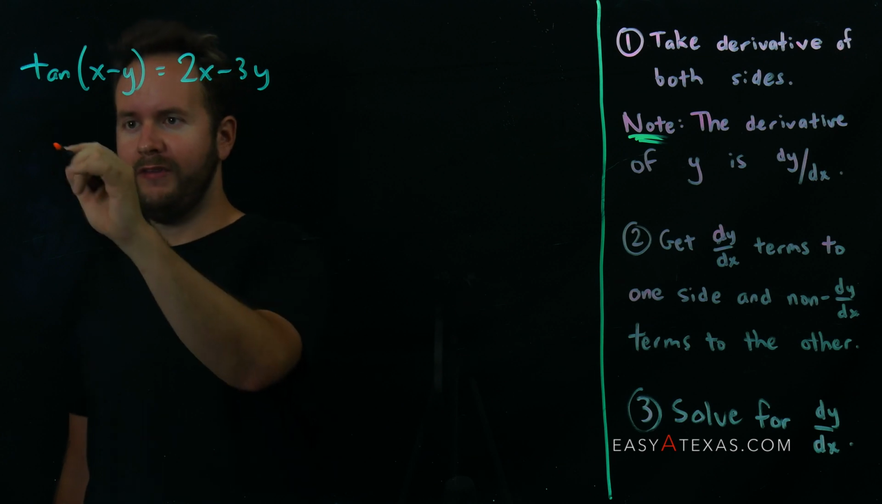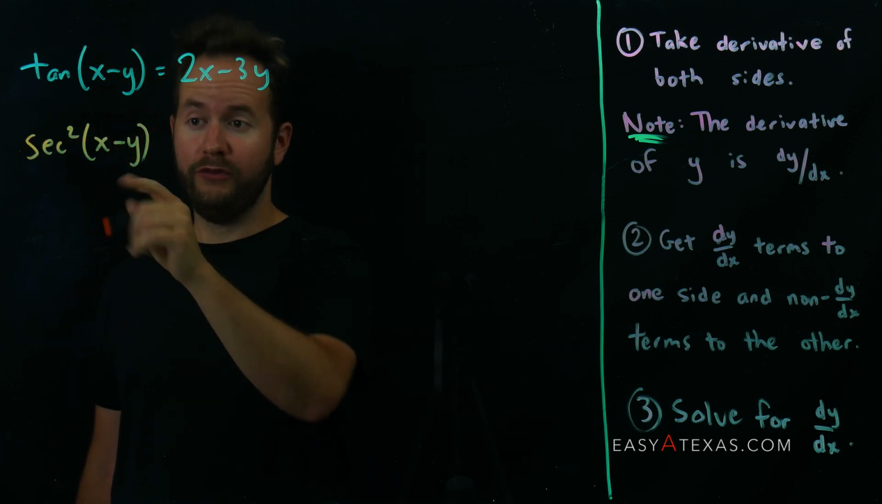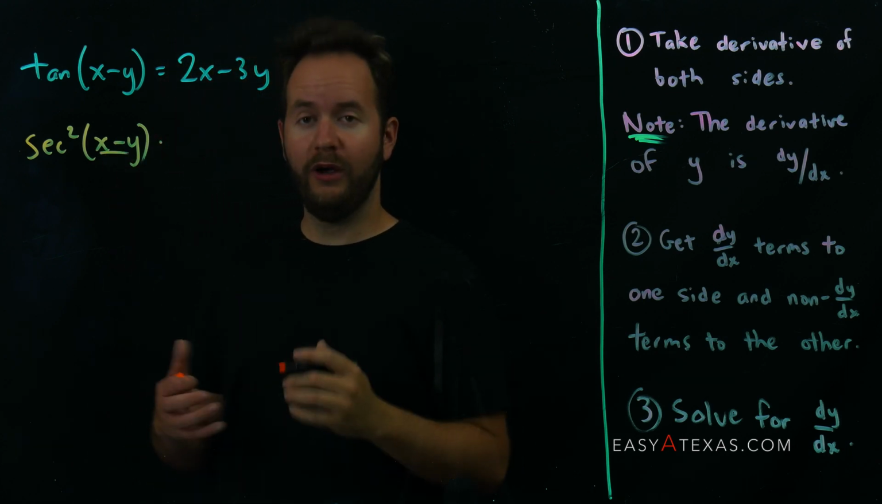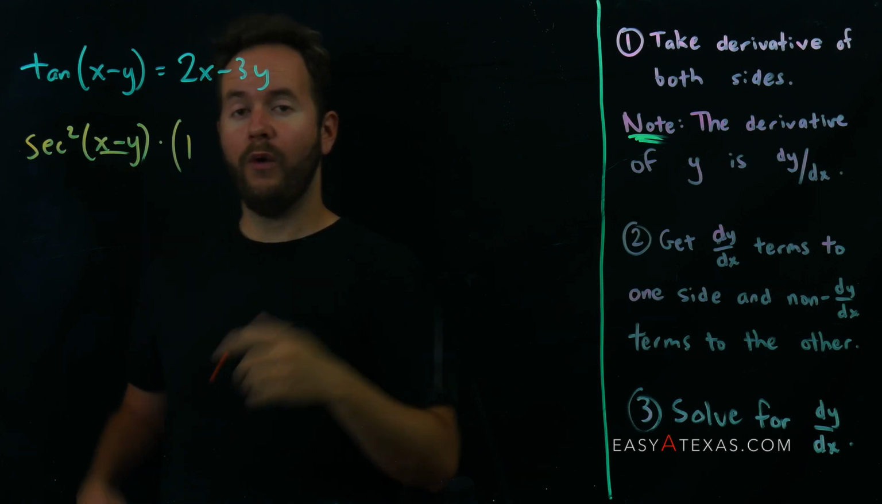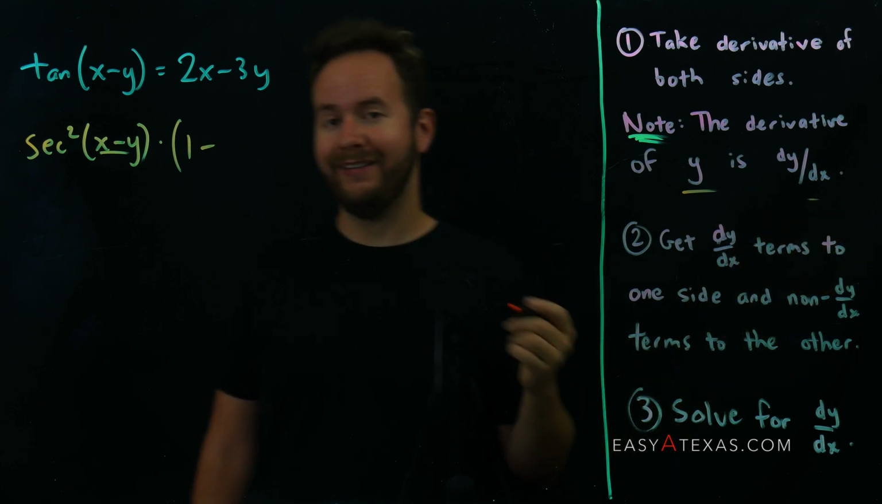So the derivative of tangent is secant squared (x minus y). Don't forget the chain rule says we need to multiply by the derivative of this inside function. The inside function is x minus y, so we're going to multiply by its derivative. The derivative of x is 1. The derivative of y would be 1, except we have to remember that when I take the derivative of y, I tack on a dy/dx.